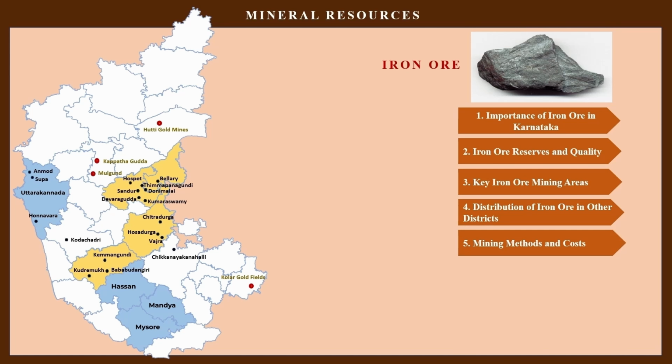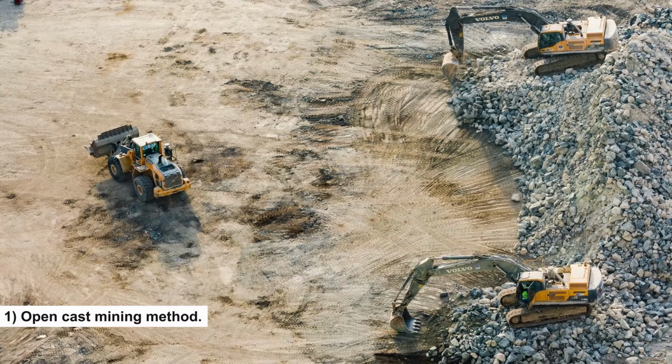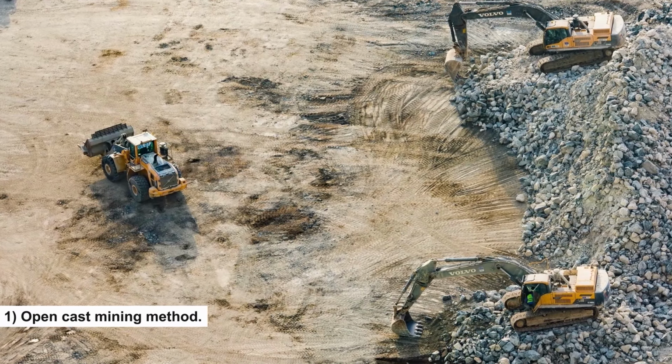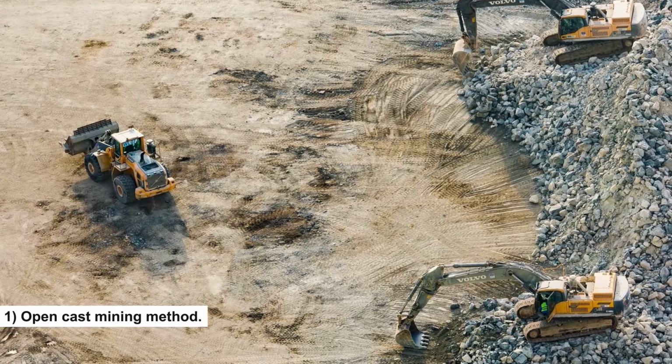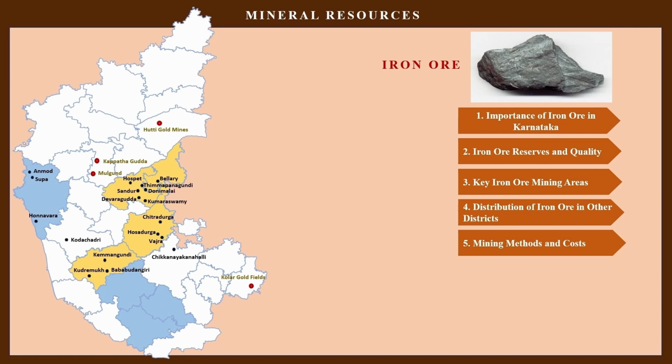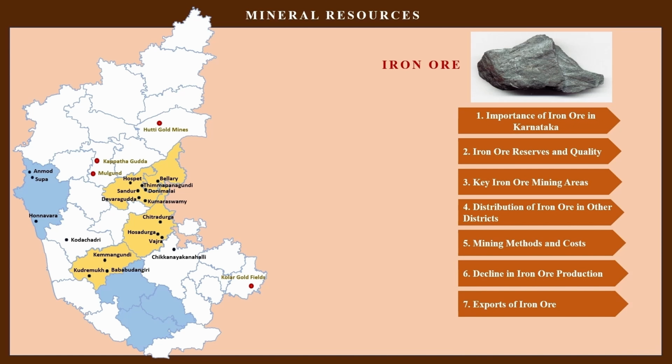The next one is, what is the method in which iron ore is extracted? We follow the open cast mining method, which is very cost effective, as the iron ores are generally found in the surface area itself. Next, what are the exports? What do we do with this iron ore that is produced? Karnataka's iron ore is in high demand globally, particularly in countries like China, Japan, Korea, and other West Asian countries. So we export the magnetite ores to these regions whenever required.